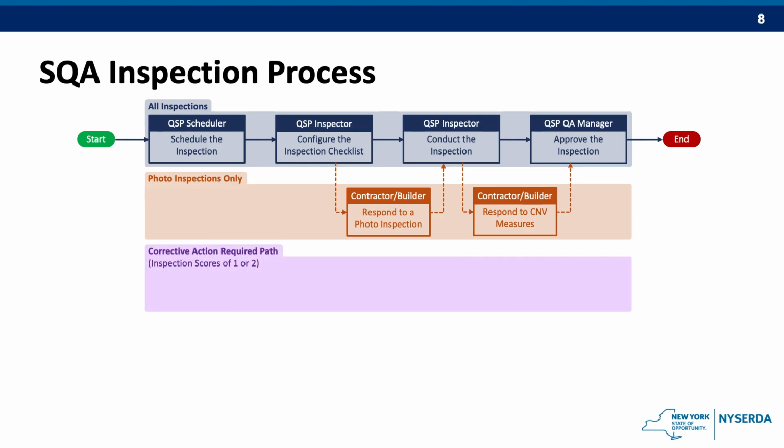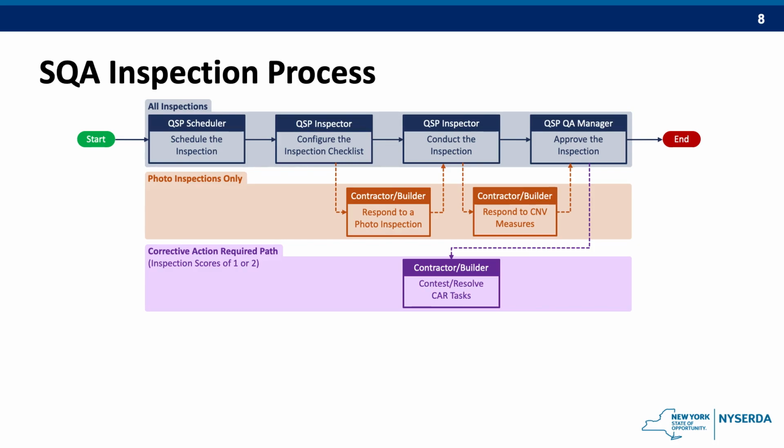If the inspection receives a score of 1 or 2, it signifies that there are at least some major or critical deficiencies in the work performed by the contractor or builder, so the process does not end in this case. Contractors and builders who receive a score of 1 or 2 on the inspection of their installation have an opportunity to contest or resolve any of the deficiencies outlined in the inspection report. Contractors and builders must respond to corrective action required tasks, also known as CAR or CAR tasks. CAR tasks relate specifically to major or critical deficiencies in the installation.